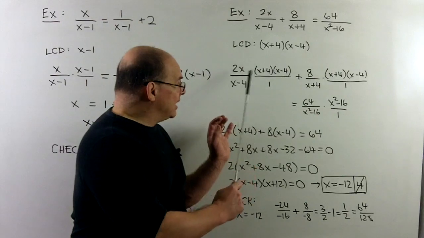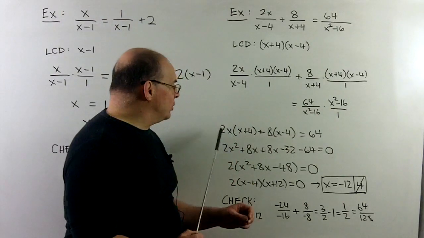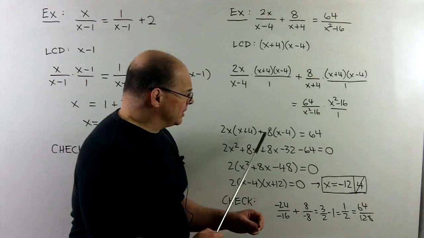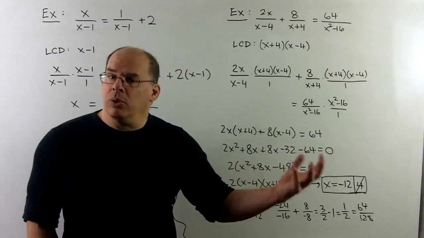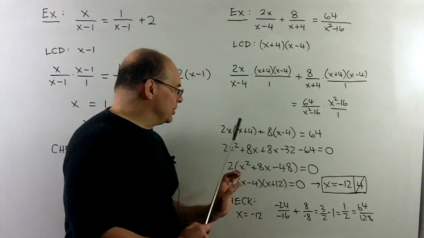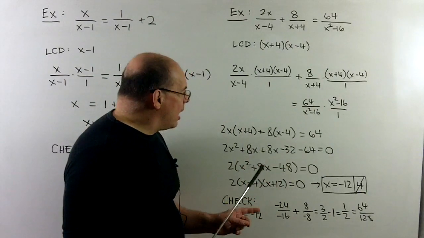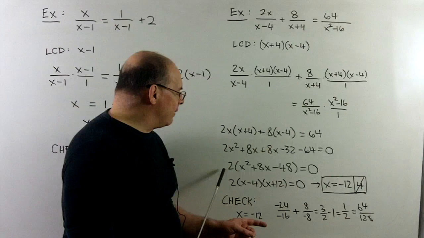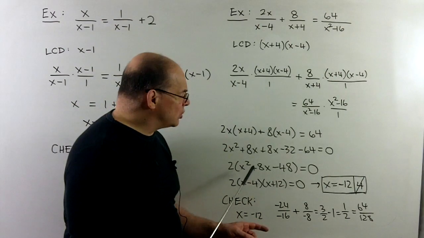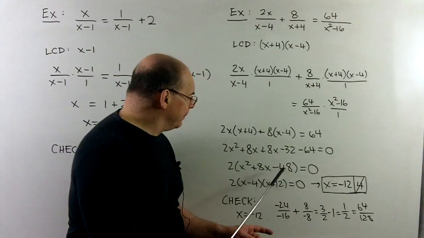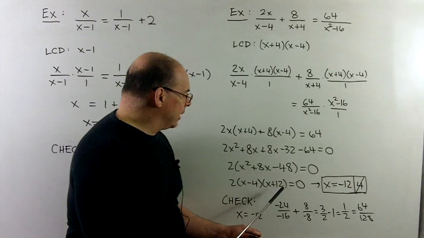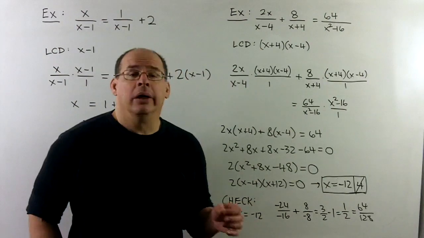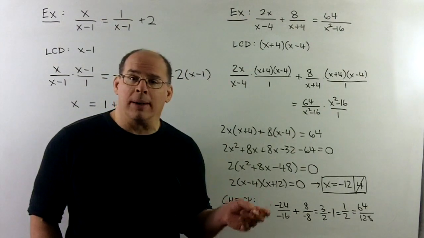When things cancel out, what we're left with is going to be 2x, x plus 4, plus 8, x minus 4 equal to 64. I'll move the 64 to the other side. We'll distribute. When I clean up, we can pull a 2 out in front, and then I'm left factoring x squared plus 8x minus 48. That's going to go to x minus 4, x plus 12. Okay, and so set equal to 0, we get possible solutions 4 and minus 12.